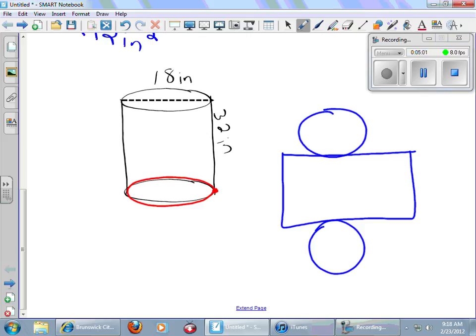So to get the width of the rectangle, I'm going to use the circumference. Now remember, to find circumference, we do pi times diameter, right? So we're going to need the radius of these circles, and the diameter is 18 inches, so therefore the radius is 9 inches. Okay, and that'll be the same there, 9 inches.